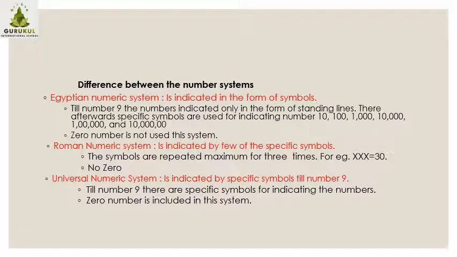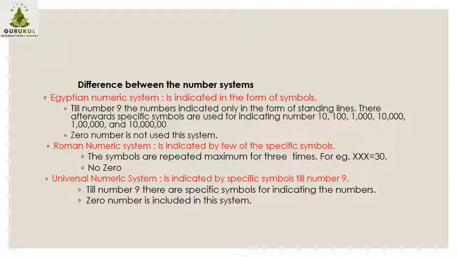Now, the Egyptian numeric system is indicated in the form of symbols like a hobble of a cattle, a coil of rope, a lotus plant, an astonished man, a tadpole, a pointing finger. These are the symbols used to show these numbers. You can see the difference between the universal numeral system and the Egyptian numeral system. Till number 9, the Egyptian system is indicated in the form of strokes or standing lines, right? If we want to show number 1, then only one line, then 2, 2 lines, 9, 9 lines.